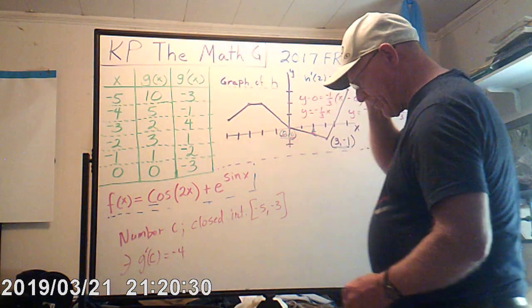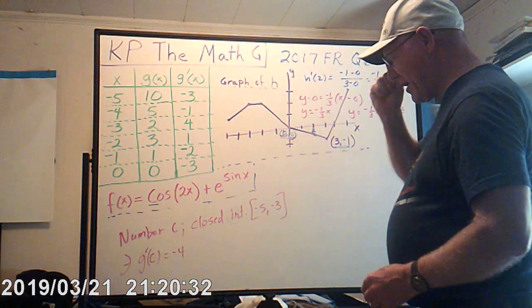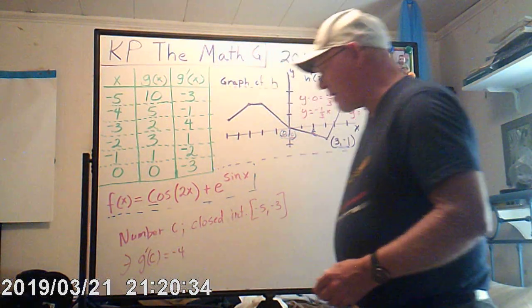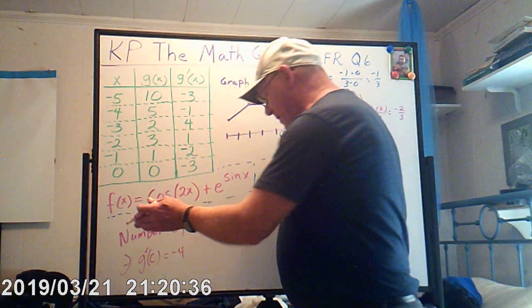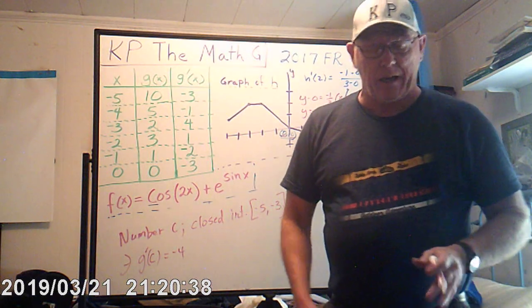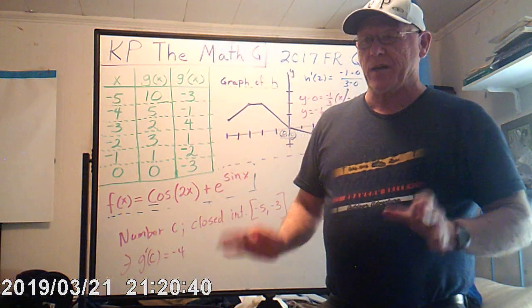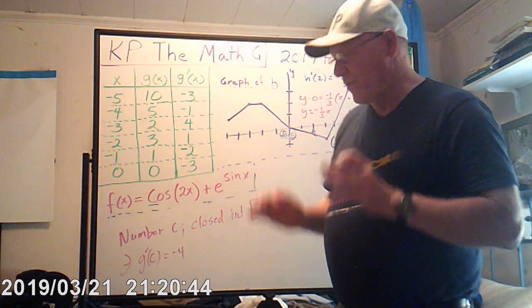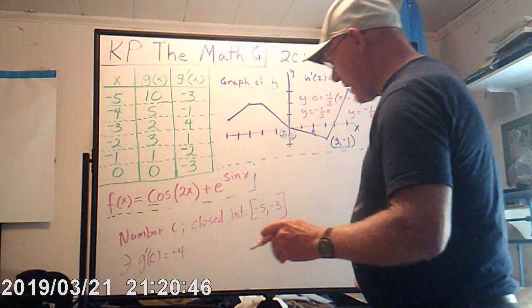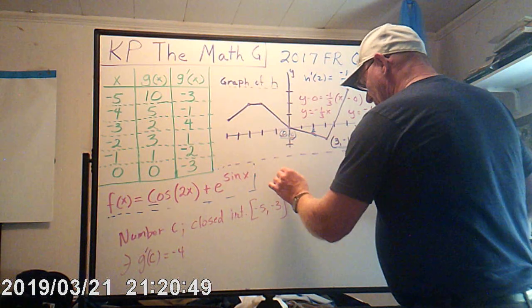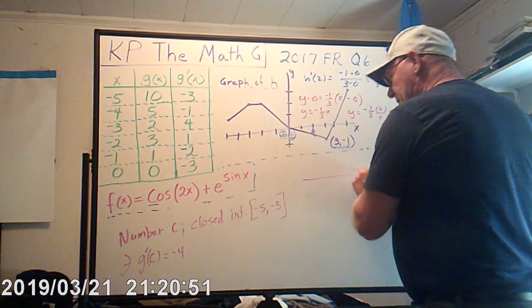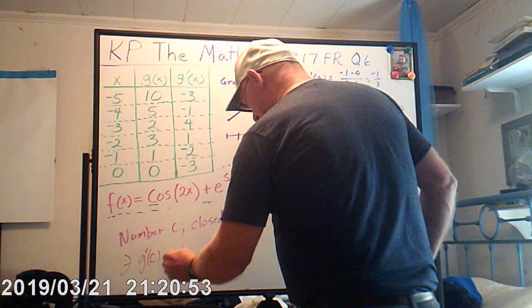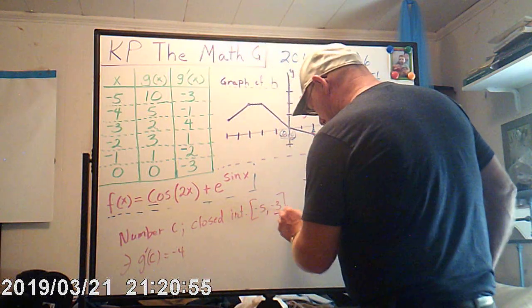Now, is there a number C? Usually when you see that, is there a number C, you're most likely looking for the mean value theorem. So here's what you got to do. Here's your mean value. You got to figure out between -5 and -3.